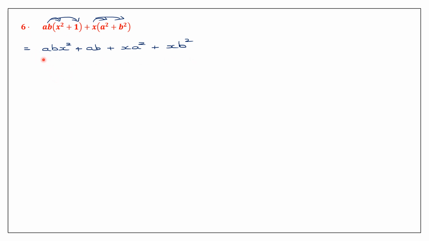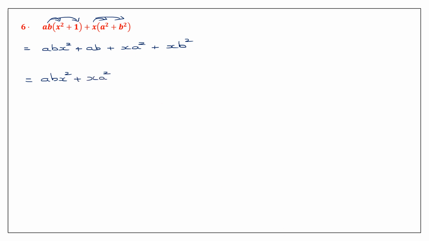Now, like the previous questions, we can't take the first two and the next two as the two groups because if you take the first two, again, you're going to get back this. If you take the next two, you're going to again get back this. So now we're going to rearrange this. So let's write the first term as it is. So the first term is abx square. Now let's look at the other terms and see if we can get another x somewhere. So here we have an x, we can take this. So let's take this term along with this plus xa square.